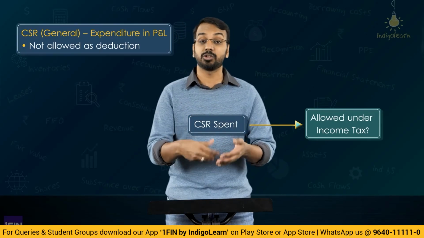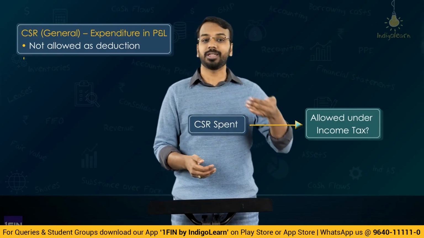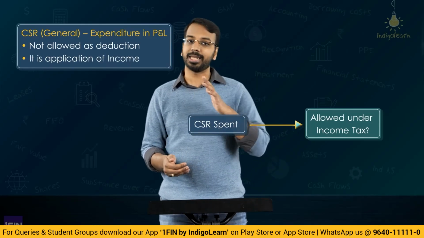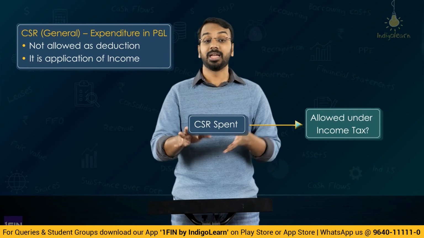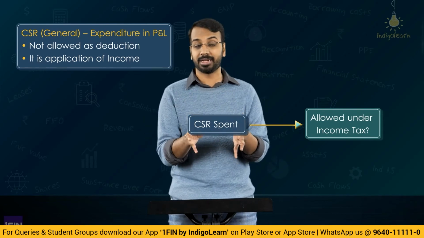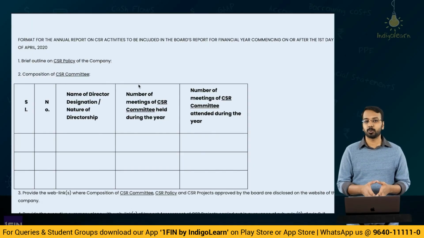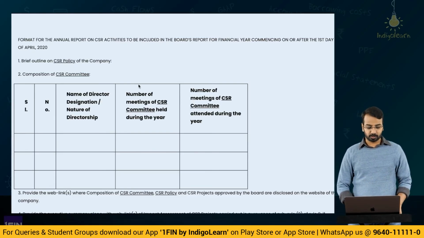The CSR expenditure is more like an application of income rather than an expense incurred for earning an income. But if it is something very specific, let's say section 35AD covers some specific items, there you can claim deductions. Let's now quickly glance through the format in which the information related to CSR activities has to be disclosed in the annual report.